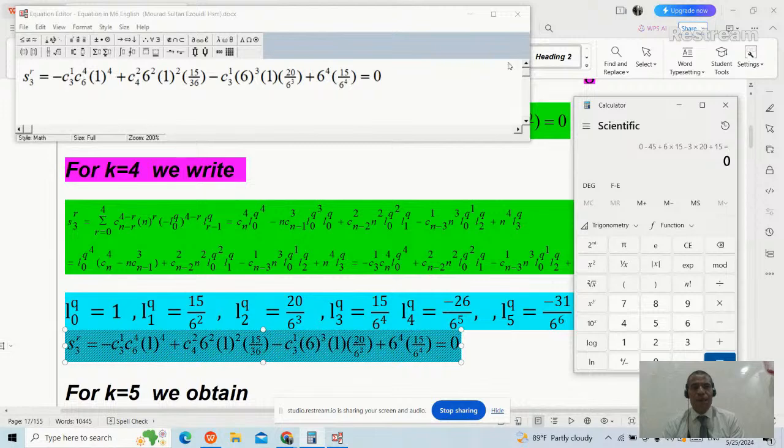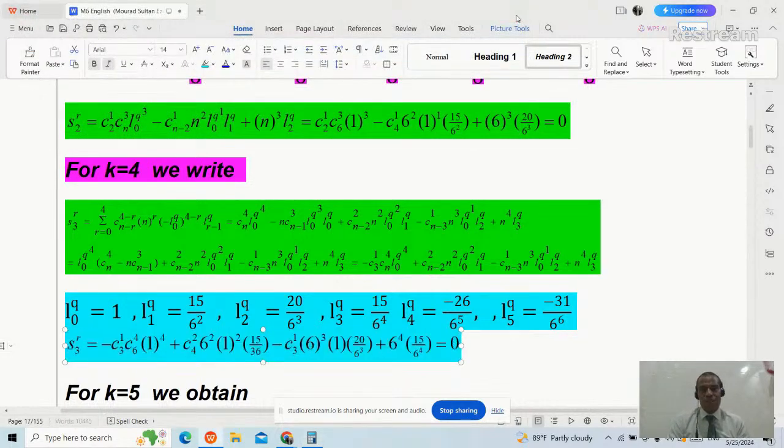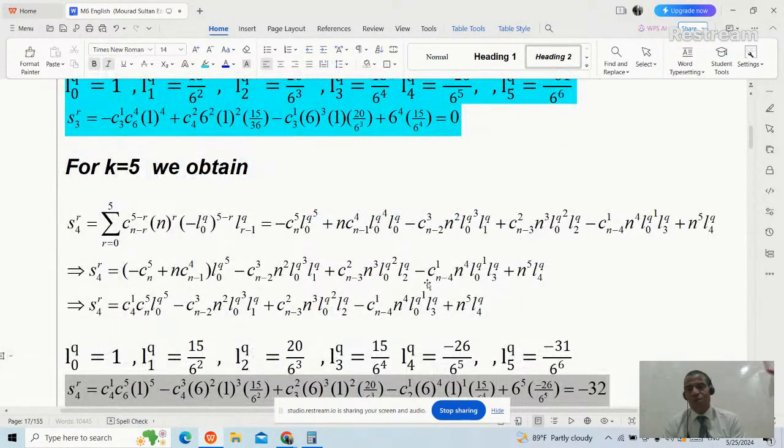Now I will close this one and then proceed to find the value of S4. To find S4, learners, you should set K equal to 5.